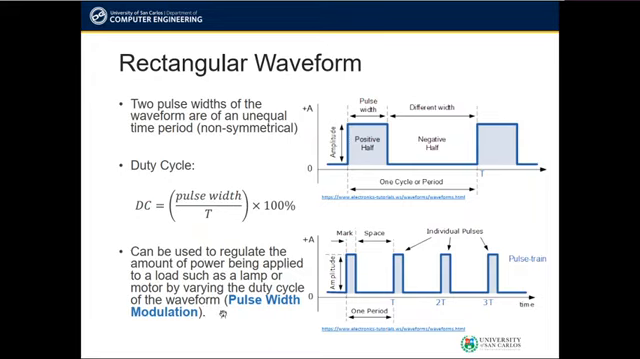Duty cycle can be used to regulate the amount of power being applied to a load such as a lamp or a motor by varying the duty cycle of the waveform. Varying the duty cycle will increase or decrease the light intensity on the light or lamp and the speed of the motor rotation. The process of varying the duty cycle is called pulse width modulation.